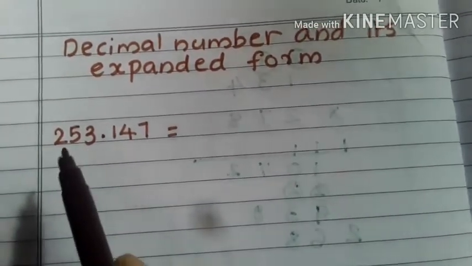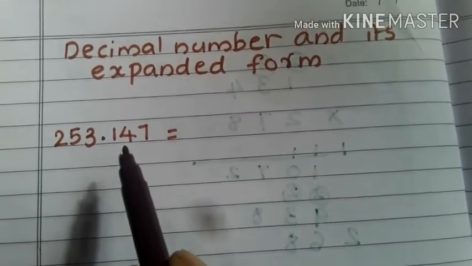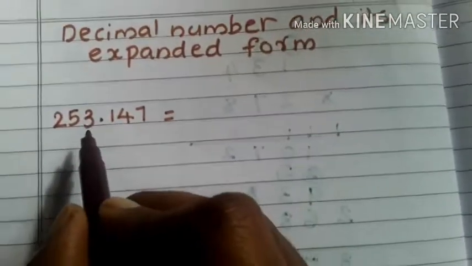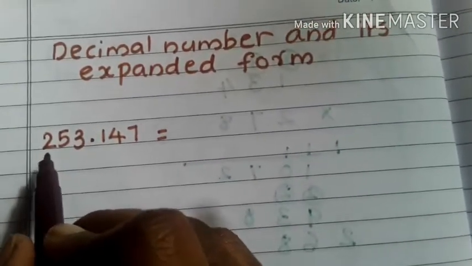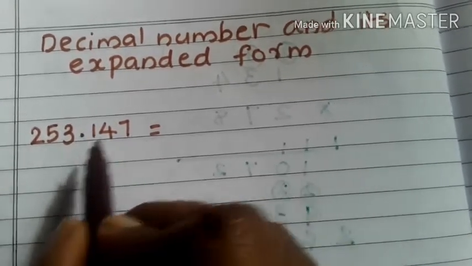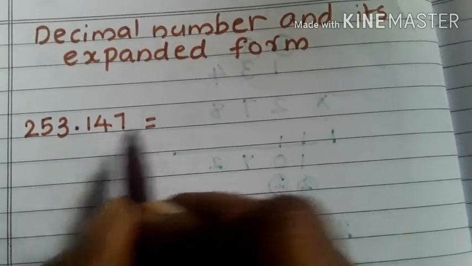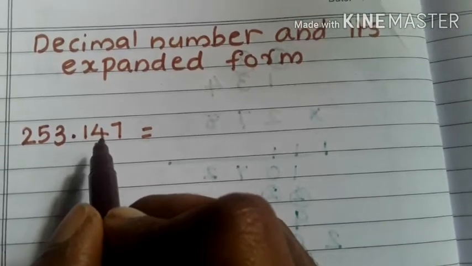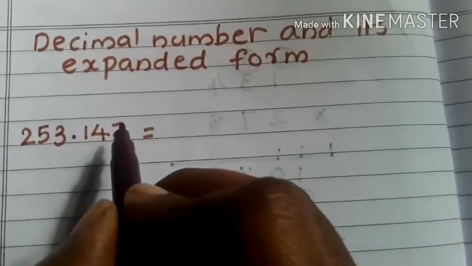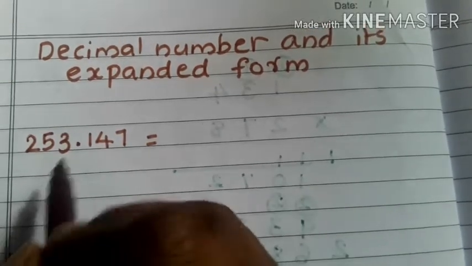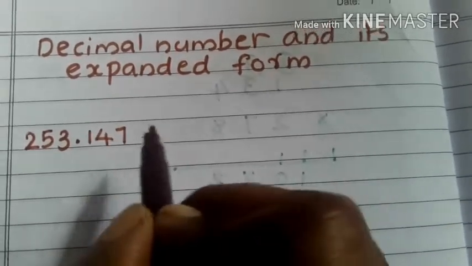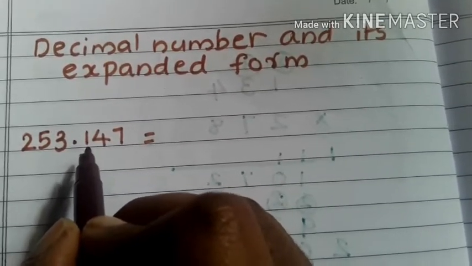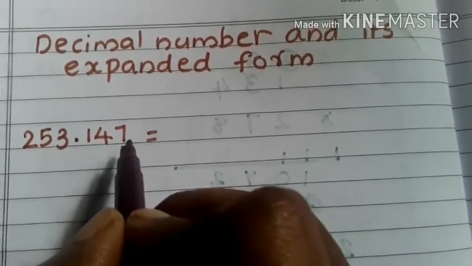Here is one decimal number, 253.147. How to expand this number? 3 is in the ones place, 5 in the tens place, 2 in the hundreds place. Then after the decimal, the places are 1 by 10, 4 in 1 by 100 place, 7 in 1 by 1000 place. That is tenths, hundredths, thousandths: 1 by 10, 1 by 100, 1 by 1000.